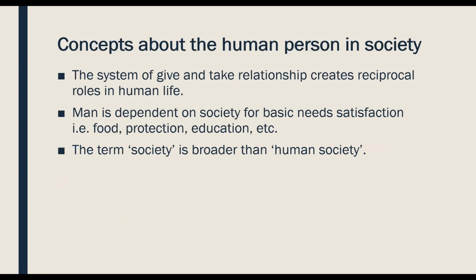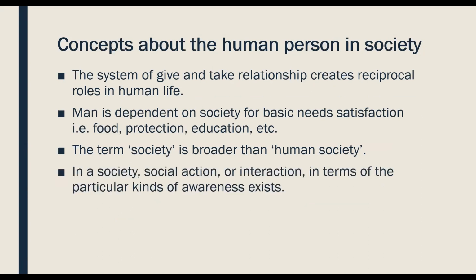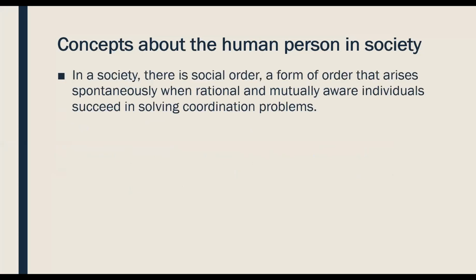It's also seen that society is broader than human society. It is in this situation where social action or interaction in terms of particular kinds of awareness exists. In a society, there is what we call a social order, and this is a prerequisite, a requirement. There needs to be a social order in a society. A social order is a form of order that arises spontaneously when rational and mutually aware individuals succeed in solving coordination problems. There is a need for social order in a society, and that maintains societal norms.